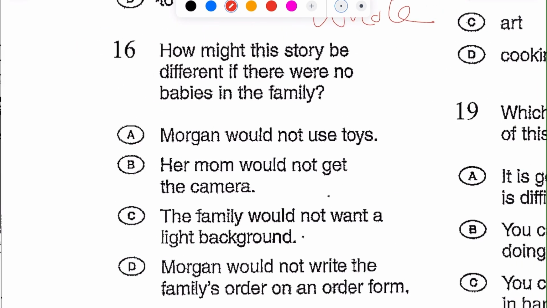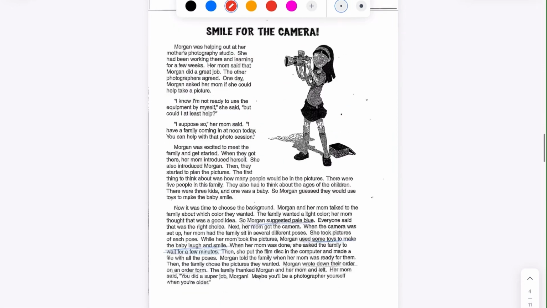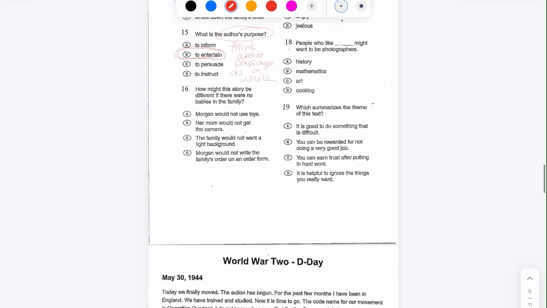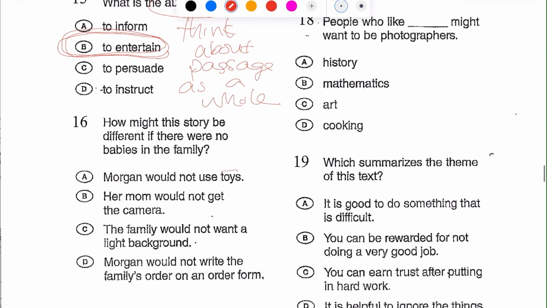Next, for number 16, how might this story be different if there were no babies in a family? So remember, because there was at least one baby, Morgan had to get the toys to make the baby laugh and smile. Now, if there weren't any babies, then they would just respond accordingly to your verbal commands. So here, Morgan probably would not use the toys. The toys are for the babies to make them laugh.